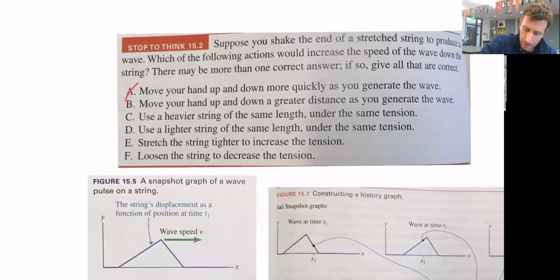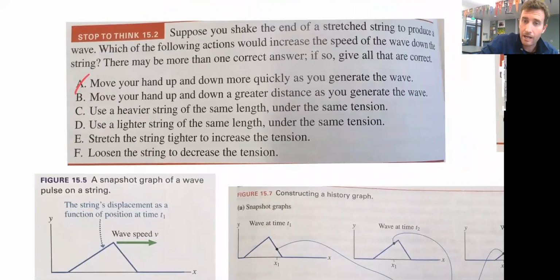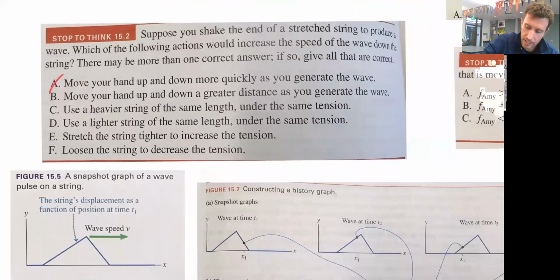Move your hand up and down a greater distance as you generate the wave. No, that would change the amplitude, right? How high it goes, but it wouldn't change the wave speed because I'm not changing anything about the string. I'm not changing the tension. Use a heavier string of the same length under the same tension.